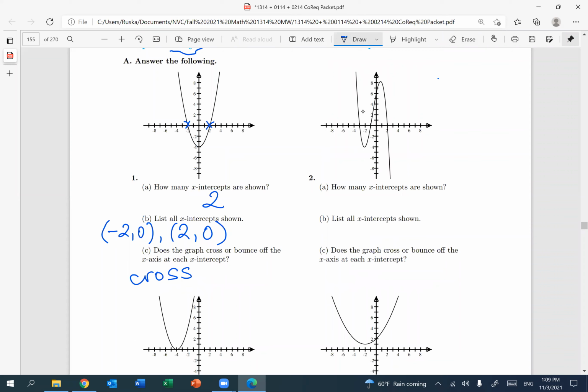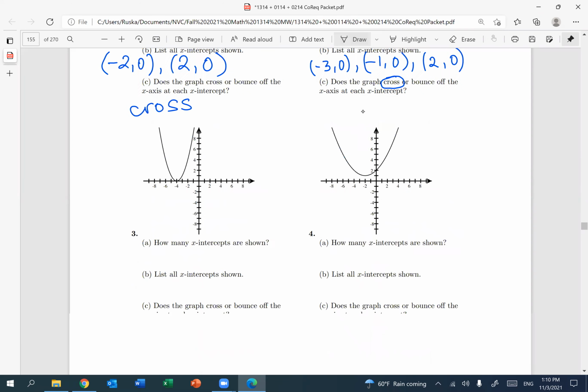Now let's look at number 2. We have a graph, and how many x-intercepts? There are 3 shown, right? That's correct. One of them is here, another one is here, and we have one more over here. So there are 3 x-intercepts, and let's list them. We have (-3, 0), (-1, 0) is the second one, and the other one is (2, 0). So these are the x-intercepts. The next question is: does it cross or bounce? We also cross the x-axis, yes? Okay, so that's the first 2 questions.